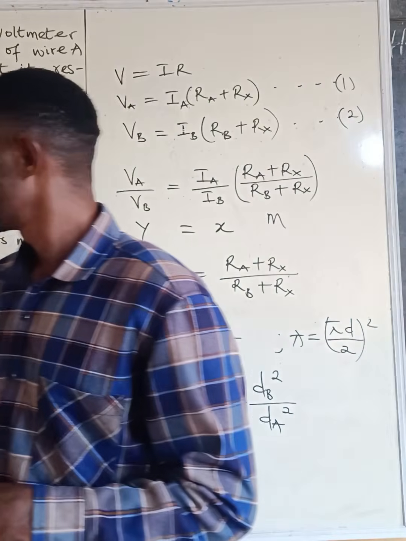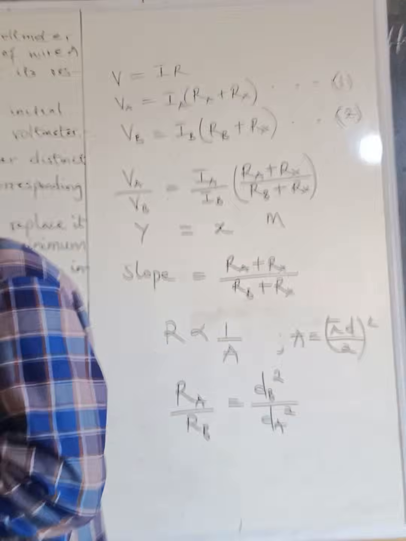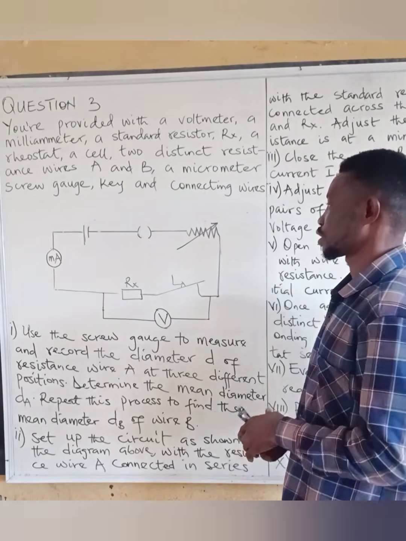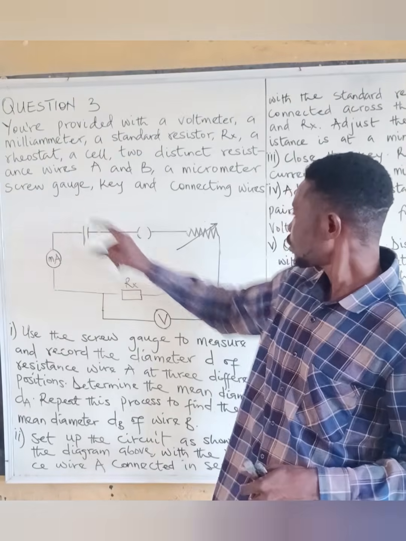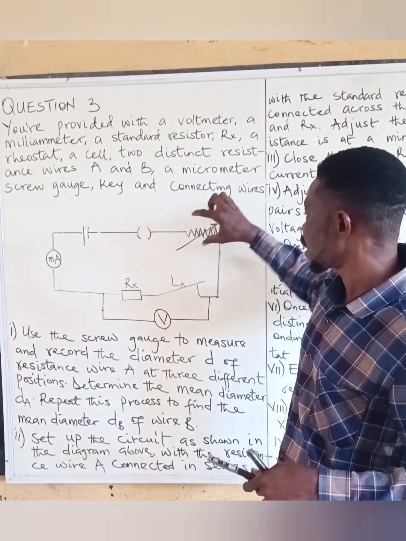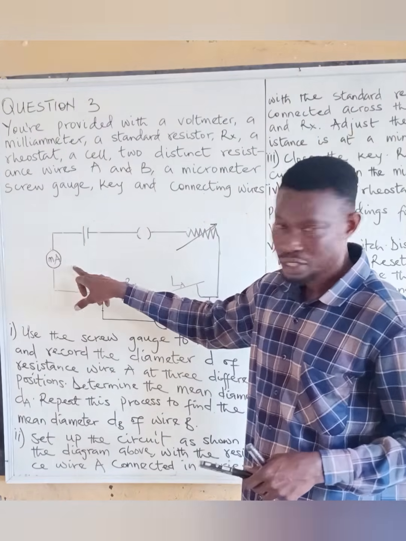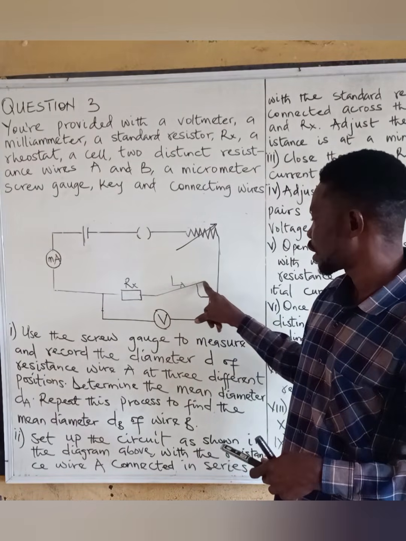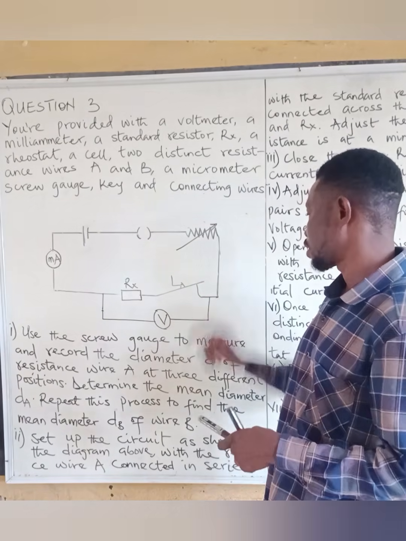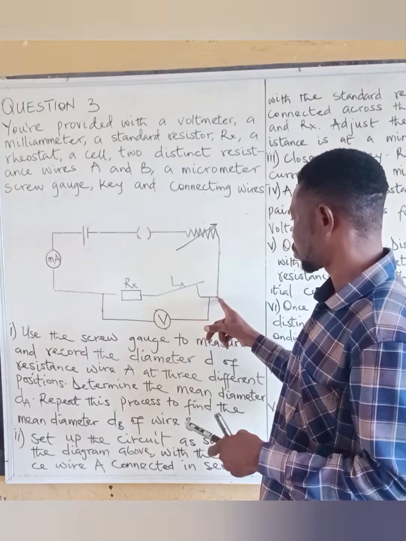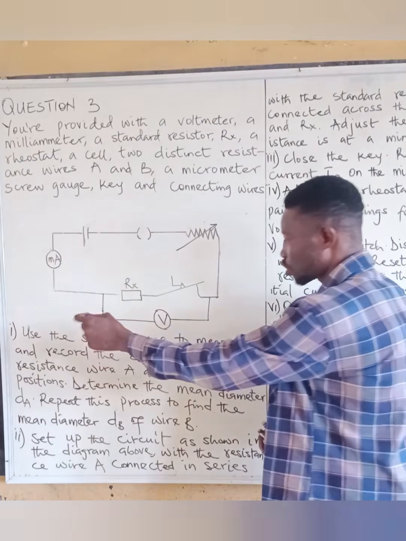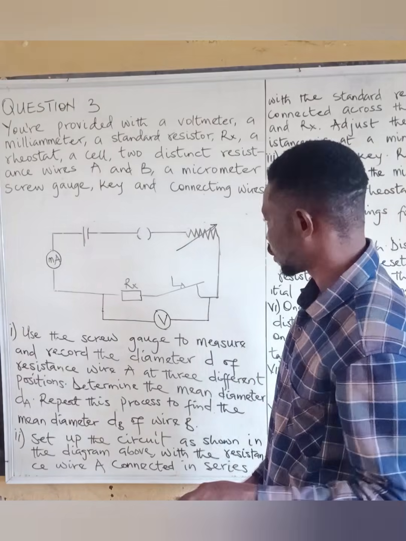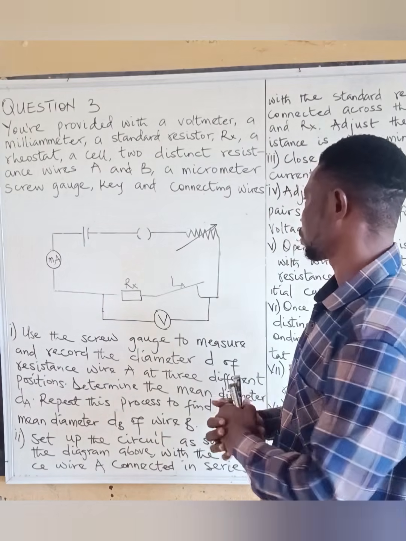So let's go back to the experiment proper. This is the circuit diagram that you need for this experiment. This is your battery, E, this is your key, this is your rheostat, this is the milliammeter, this is the standard resistor, and this is the length of the wire that is given. The voltmeter is connected across these two. Although it is still possible to connect the voltmeter just across the given length of the wire provided. So look out for any of those two options.